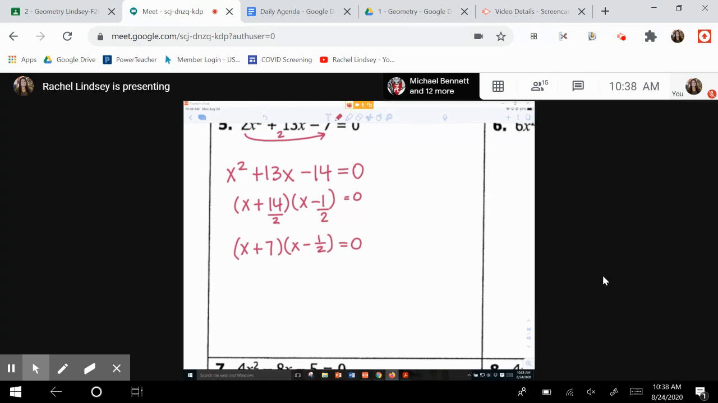Okay. Then zero product property, x plus 7 equals 0. x minus 1/2 equals 0. So what are my two solutions? Negative 7, positive 1/2.